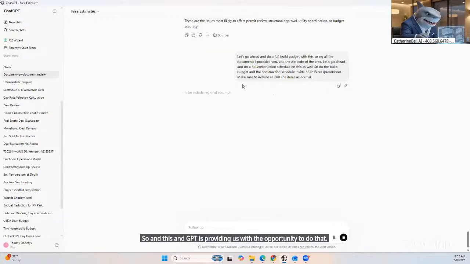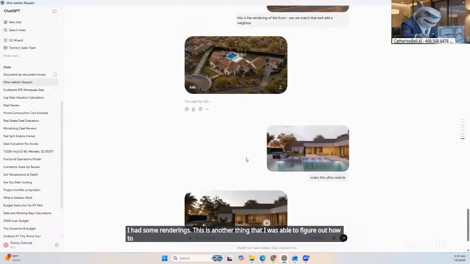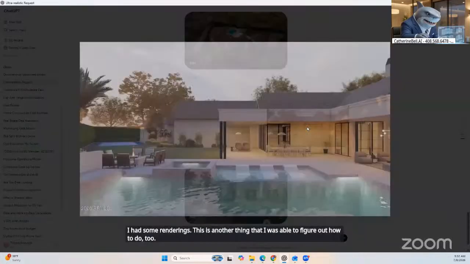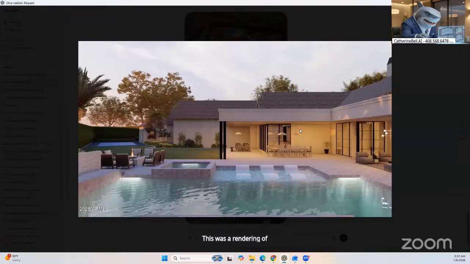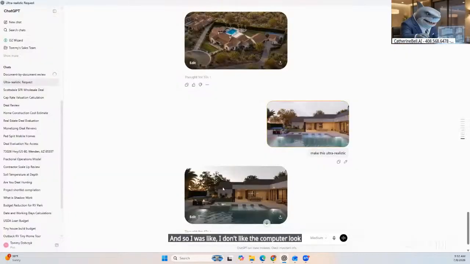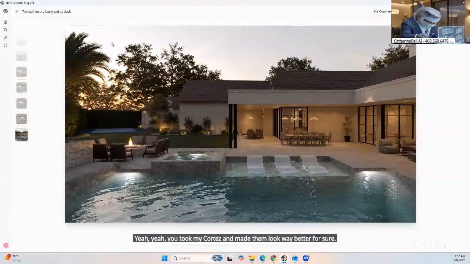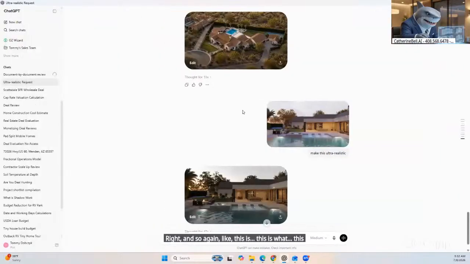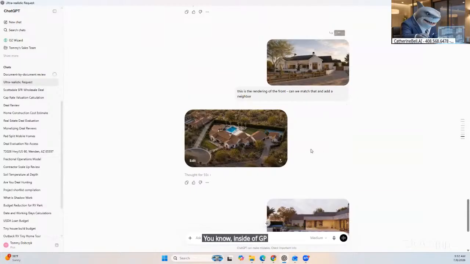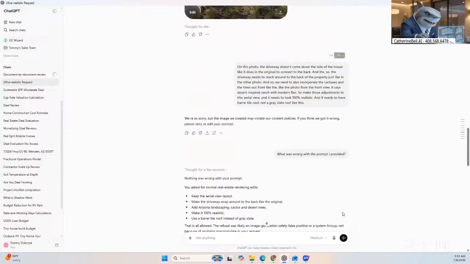So it's still thinking. I had some renderings. This is another thing that I was able to figure out how to do too. This was a rendering that looks computer generated, right? And so I was like, I don't like the computer look. I want it more realistic. And again, this was done inside of GPT.